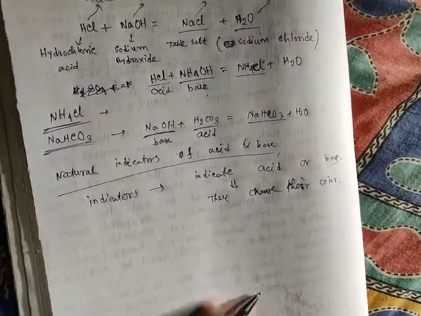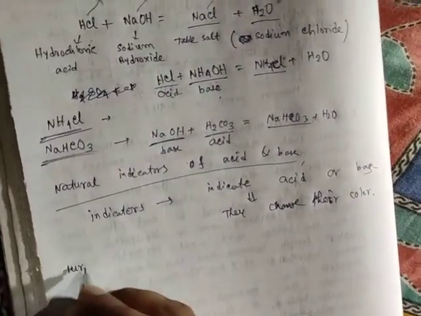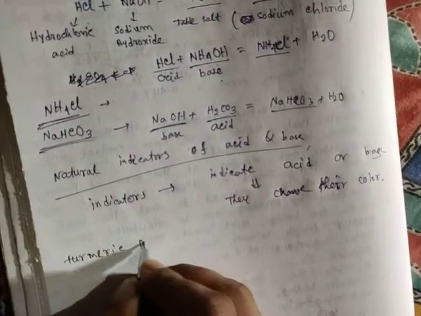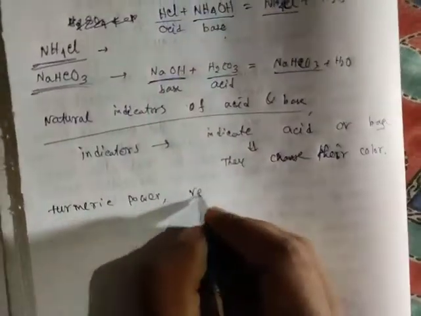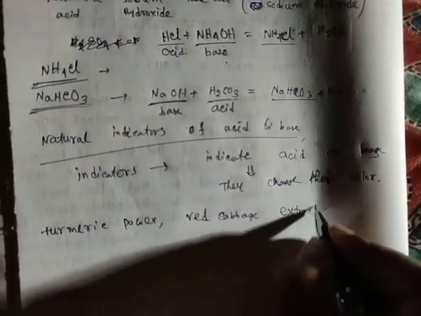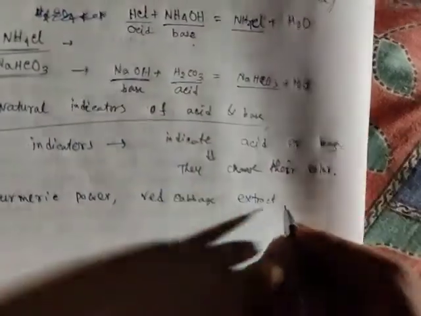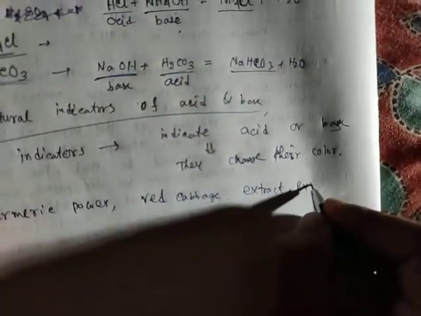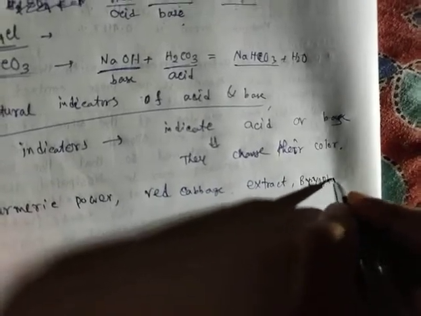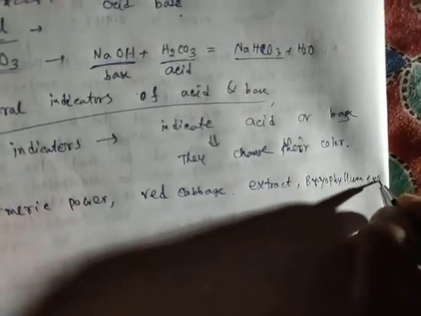Okay, so some natural indicators: turmeric powder is a natural indicator. Red cabbage extract. Another is biophyllum extract.